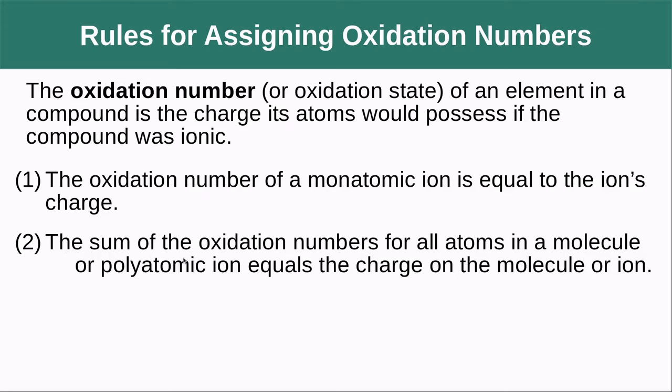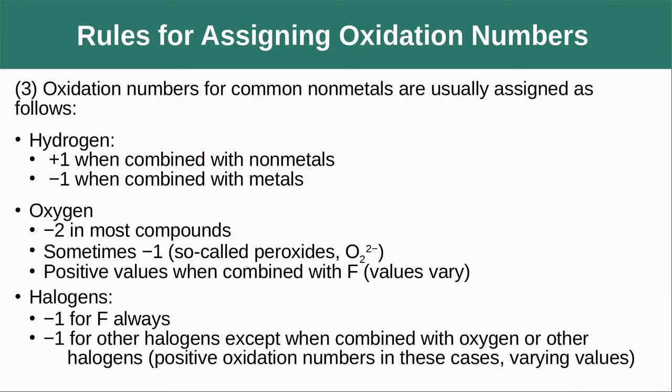The second rule is that the sum of the oxidation numbers for all atoms in a molecule or polyatomic ion equals the charge on the molecule or ion. A neutral molecule, all the oxidation numbers are going to add up to be 0. If the overall molecule has a +1 charge, all the oxidation numbers will add up to be +1. Using that information and a few rules of thumb, we can start to figure out what the oxidation number is in our compounds.